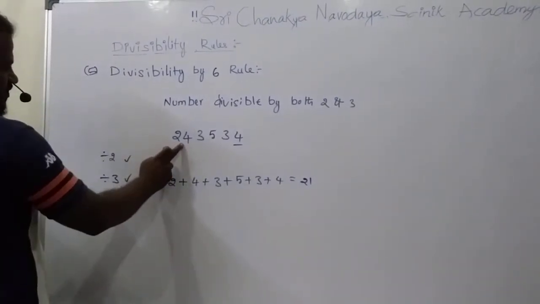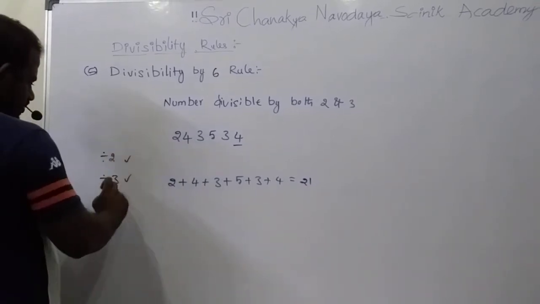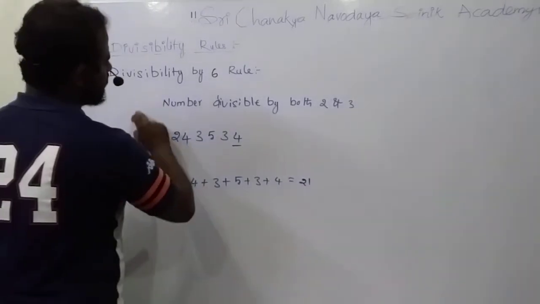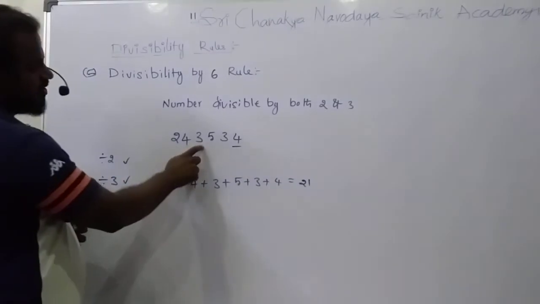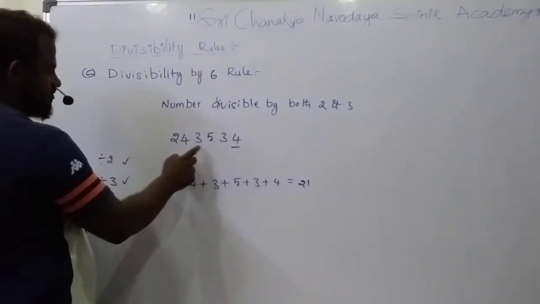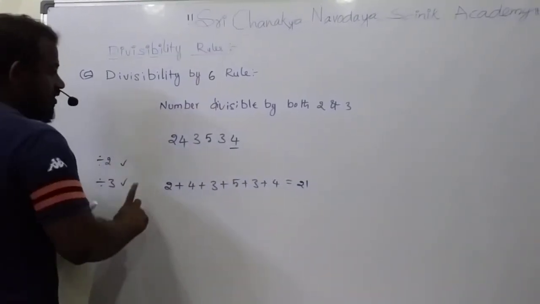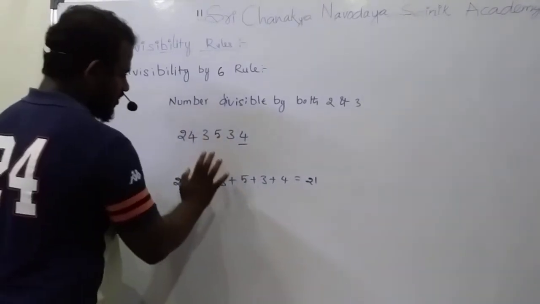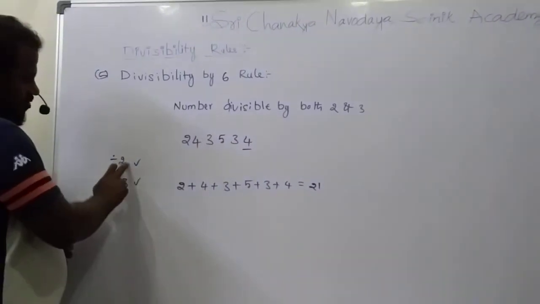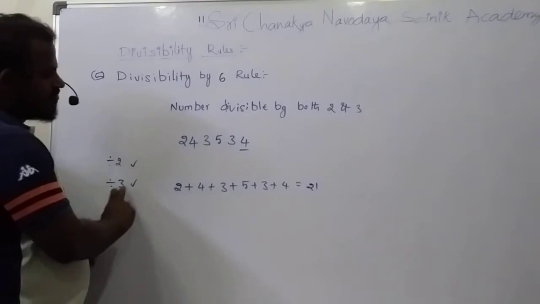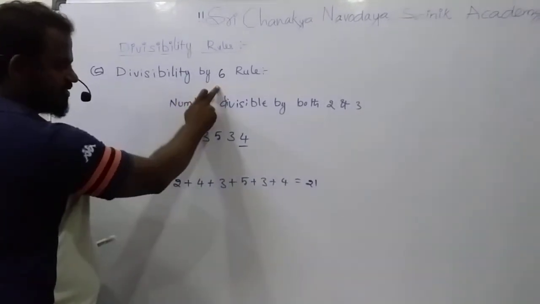That means if the number is divisible by 2 and 3, this number is also divisible by 6. So the given number is divisible by 6 because it is divisible by both 2 and 3. Suppose the given number is divisible by 2 but not divisible by 3, then we will say this number is not divisible by 6.